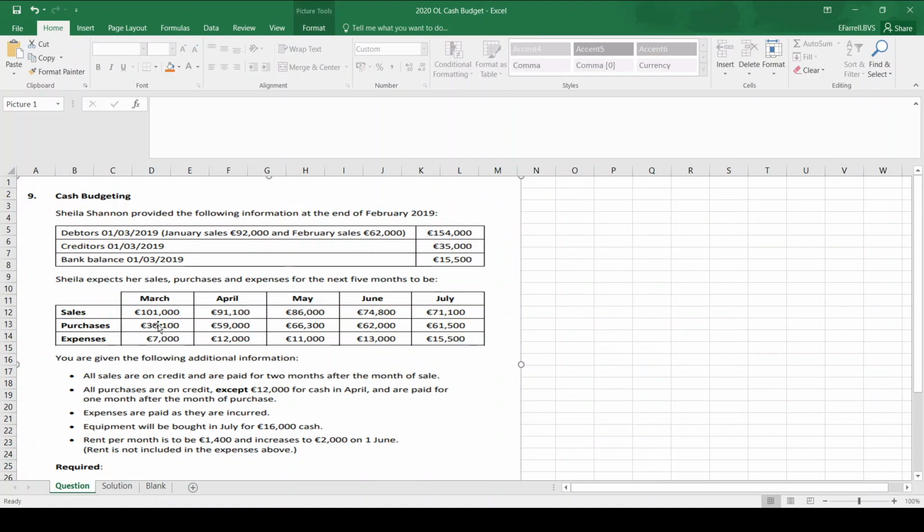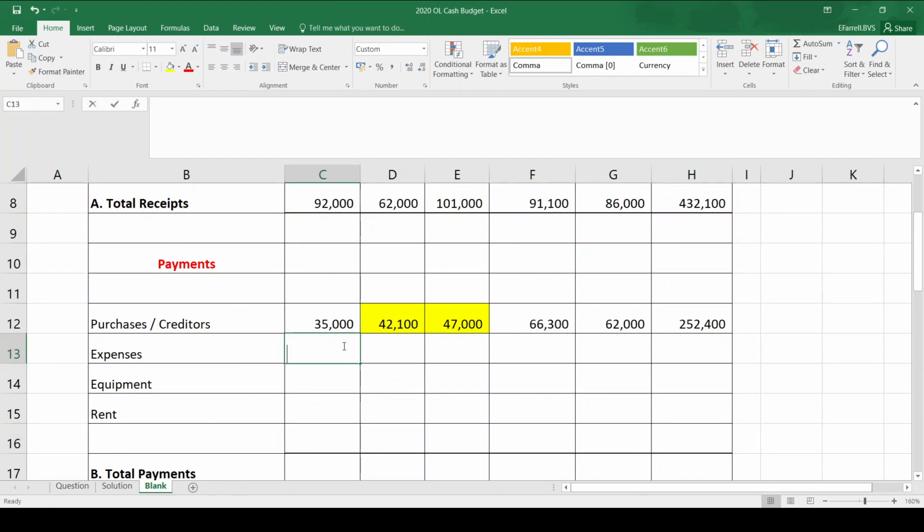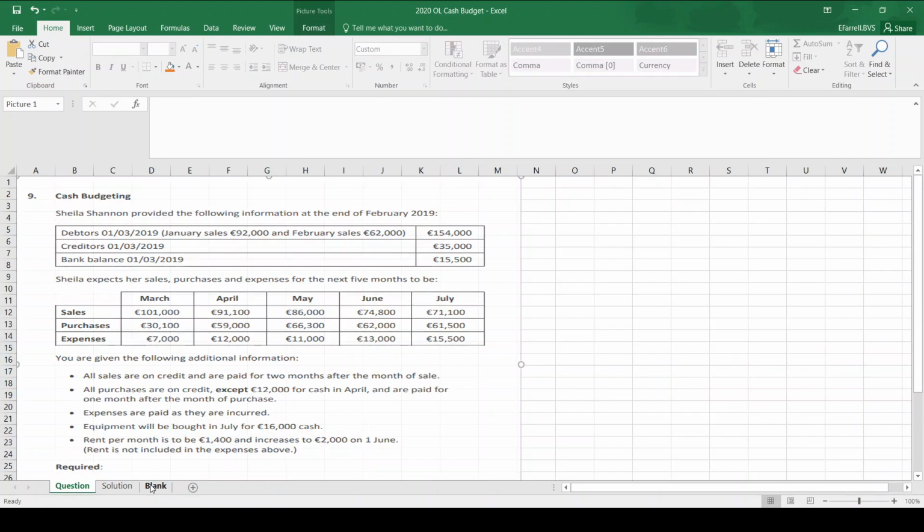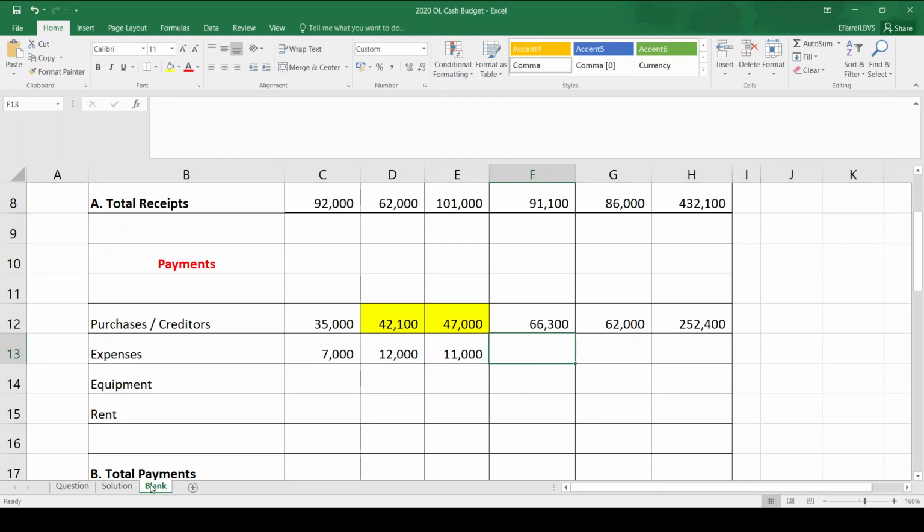The next thing I have, so that's my sales and purchase expenses. So these expenses, all expenses are paid as incurred, means they're just paid in the month that it happened. So the first month is 7,000. The next month is 12,000. 11,000 and 13,000. And the next month is 15,500. So the total expenses comes to 58,500.